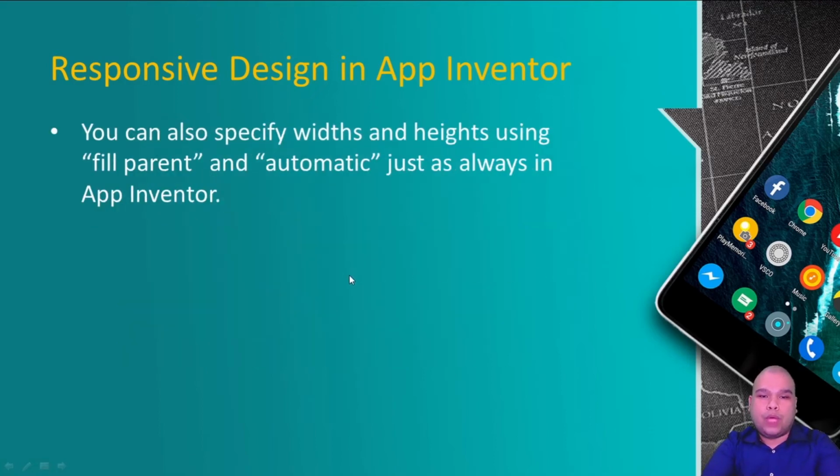You can also specify widths and heights using fill parent or automatic in App Inventor. Fill parent will match the size of the parent component. Let's say you've added a vertical arrangement that has 100% width and height. If you add a button that uses fill parent as its width and height, it will follow the height and width of the parent, which is the arrangement. The same goes for automatic, it will vary depending on the content that you're using.